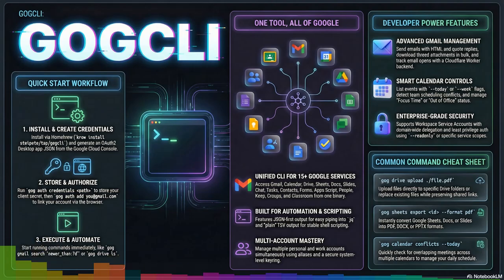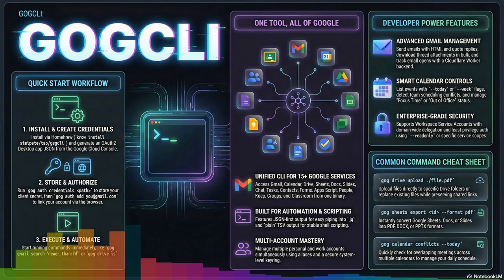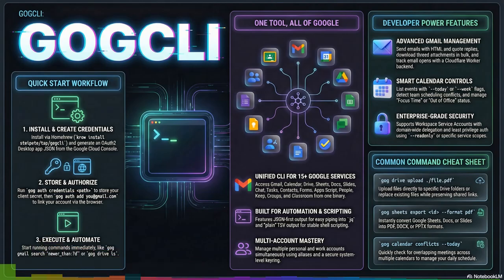And it handles Google Tasks, too. Full management, add, update, complete, delete. And it handles repeating schedules. It seems like it touches everything. Chat, spaces, contacts. Even app script. You can run app script functions directly from your terminal. That is a deep cut for developers who use Google scripting language to build internal tools.